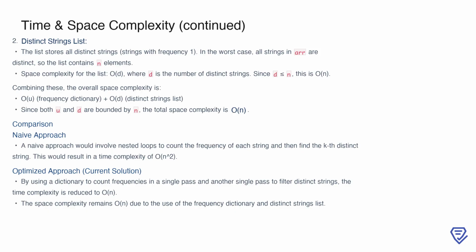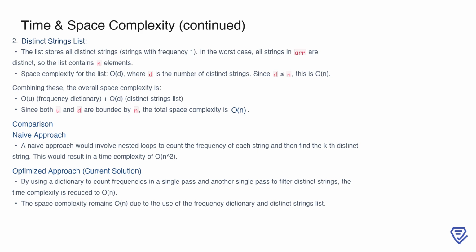Next, we consider the distinct strings list. This list contains all the strings from the array that have a frequency of 1. In the worst-case scenario, where all strings in the array are distinct, the list will contain n elements. This results in a space complexity of O(d), where d represents the number of distinct strings. Like the frequency dictionary, d is also bounded by n, so the space complexity for the list is O(n).